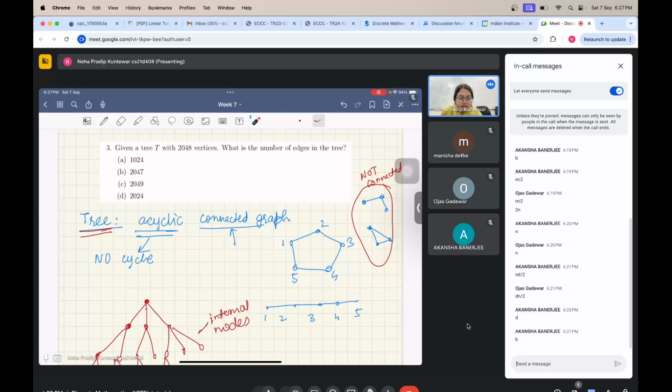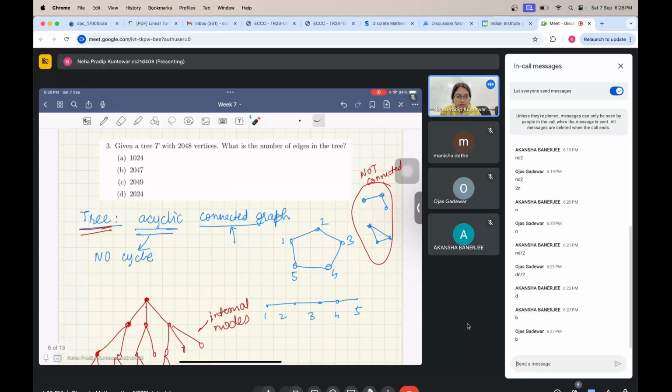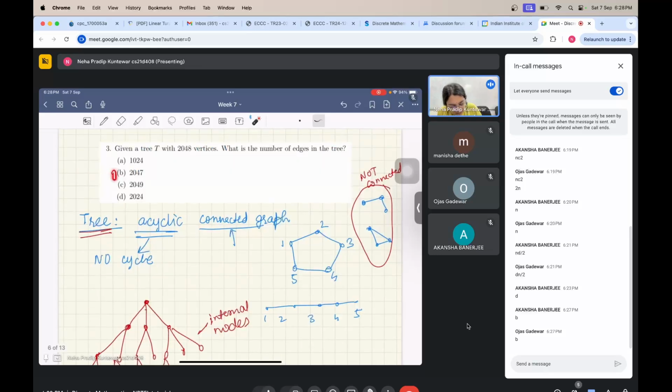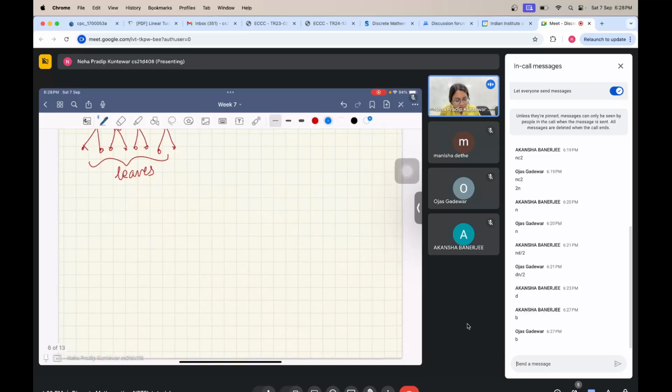Okay, what about others? Ojas, Manisha? Right. So the answer is B, and you can show this in general. If you have a tree with n vertices, then the number of edges in the tree must be n minus 1.